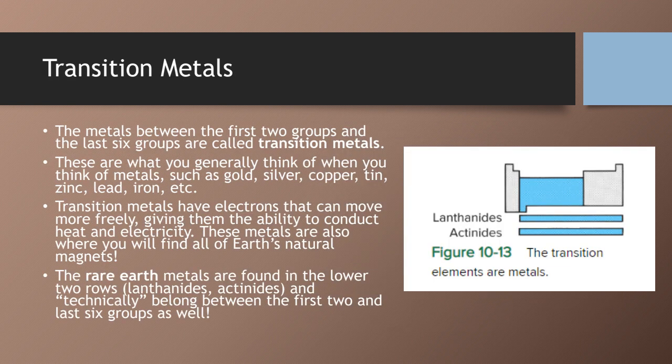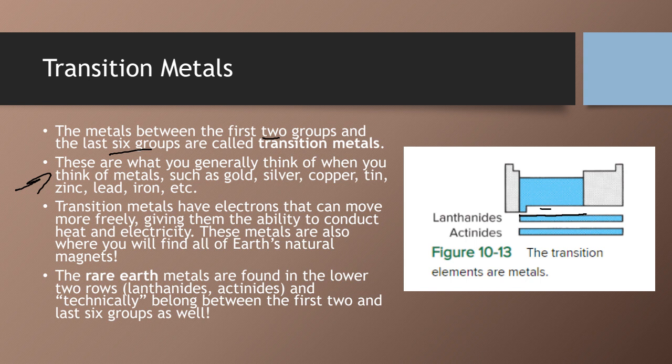Finally, in the middle here, we have what are called transition metals. They're between the first two groups and the last 6. This is why sometimes they only refer to there being 8 groups and the transition metals, or 18 groups if you count the transition metals. These include things that you think of when you think of metals: gold, copper, tin, zinc. Their electrons are more free to move around, and so they conduct electricity, they block light, they reflect light, so they look shiny.